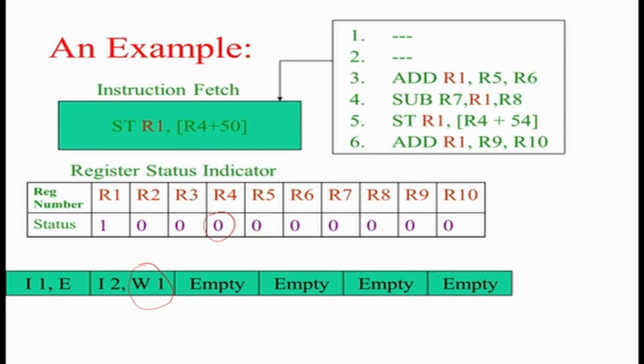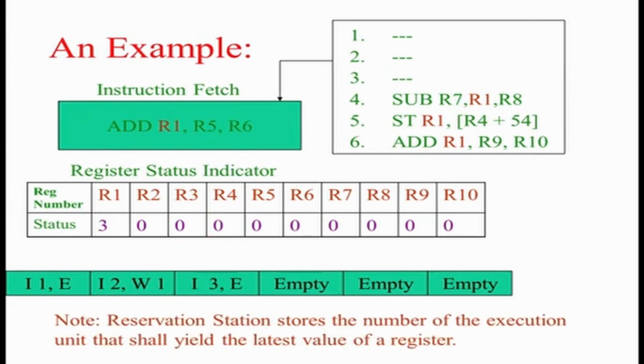Fine, followed? Any doubt? Now what is going to happen? I am going to get add R1, R5, R6. Please note R5 and R6 are available, right? So we can start execution, but now I make the register indicator 3. I allocate add to instruction execution unit 3 and I say the latest value of register 1 is now in 3.